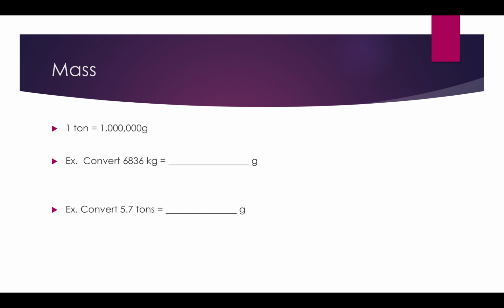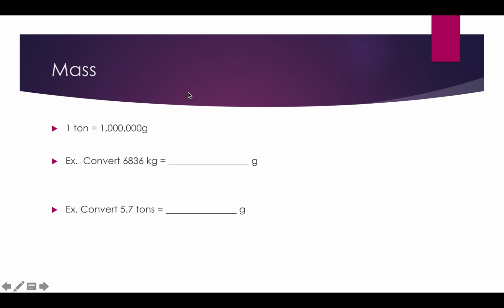Next, let's convert mass. Remember, mass and weight are not exactly the same thing. Weight measures our gravitational pull, so our weight changes if we were to go to the moon. Our mass does not. The mass measures the amount of matter that we have. One new thing with mass, we haven't seen a ton yet, and we're just going to define a ton as 1 million grams.